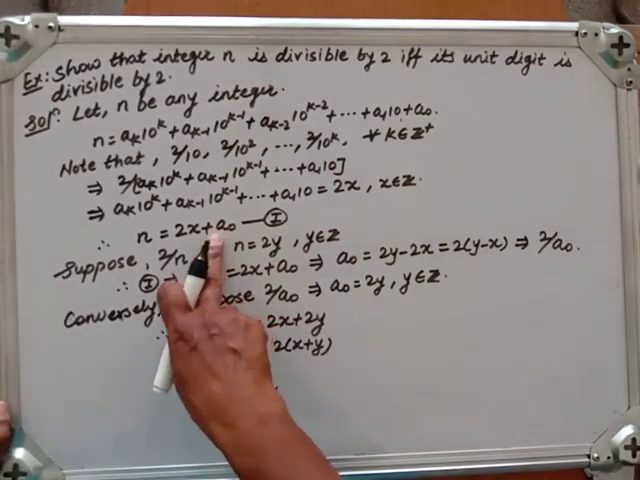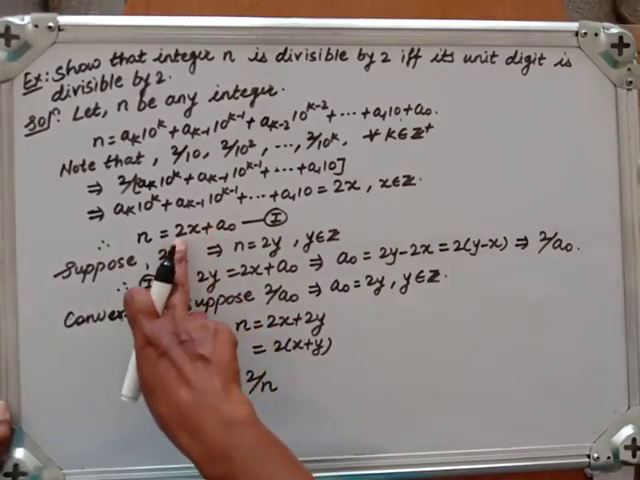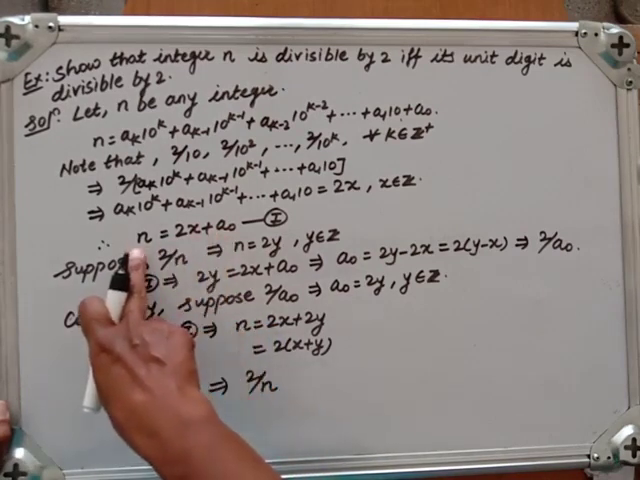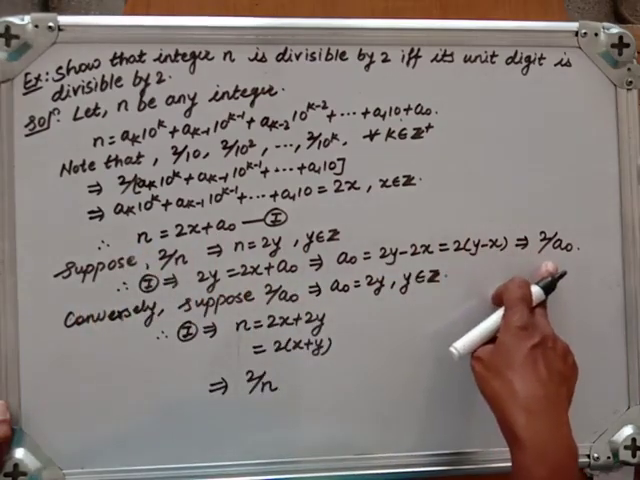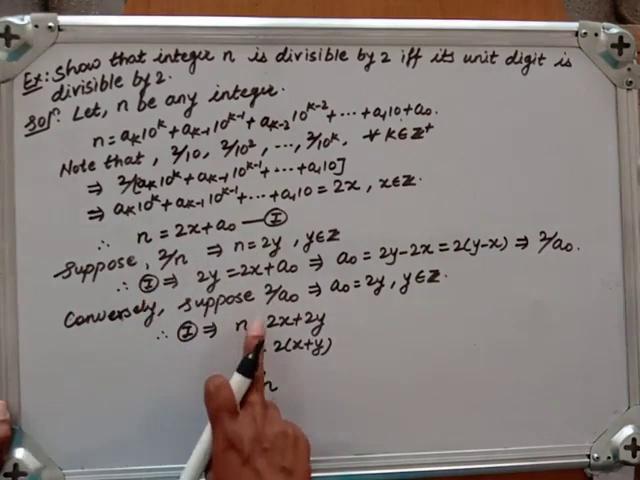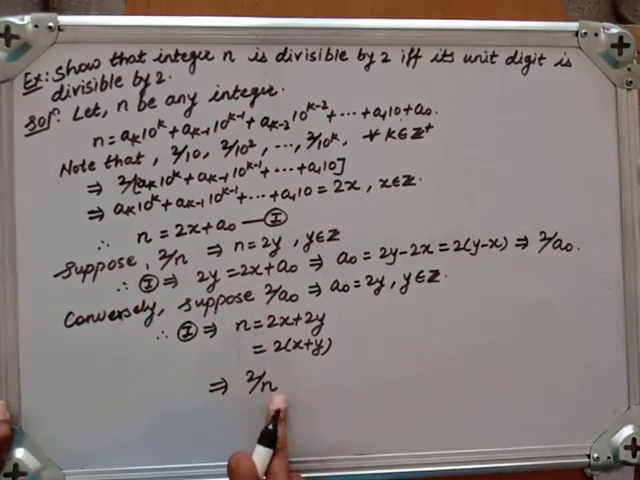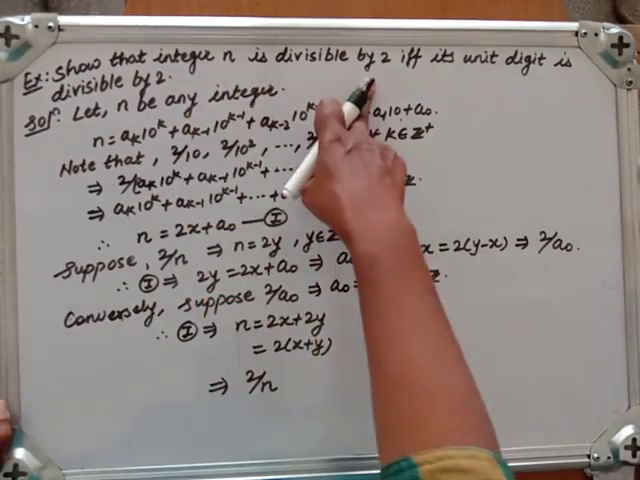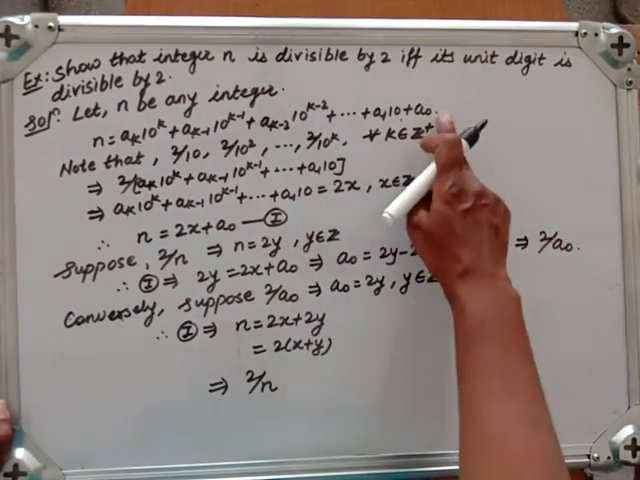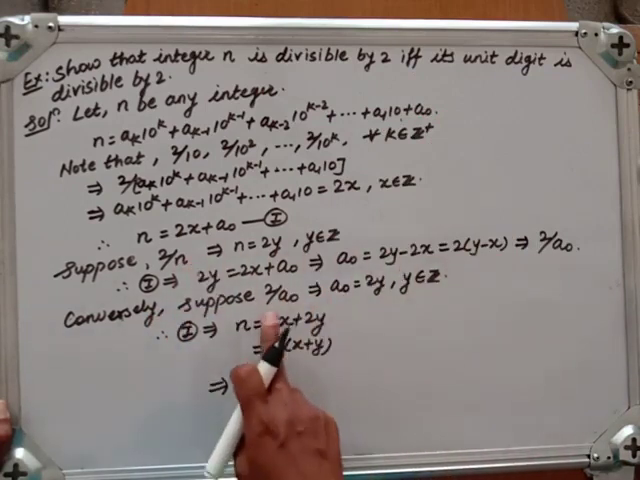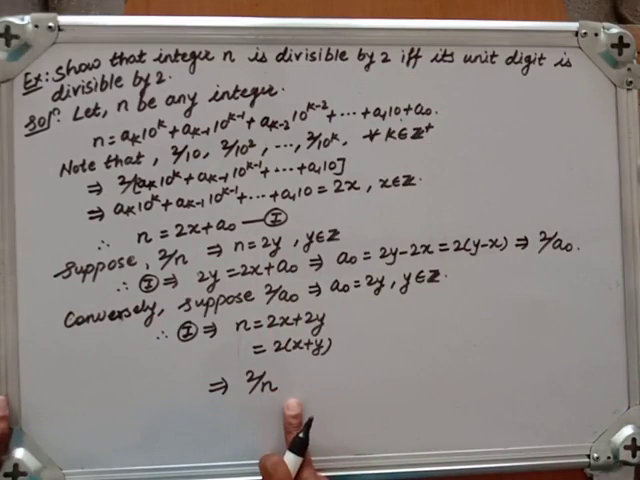Here, what was the question? This part is divisible by 2. So if our n is divisible by 2, then we have proved that a naught is also divisible by 2. So this whole number will be divisible by 2. And when a naught is divisible by 2, then we have proved n is also divisible by 2. So overall, this is proved that n is divisible by 2 if and only if its unit digit a naught is divisible by 2. So this is the proof of this part.